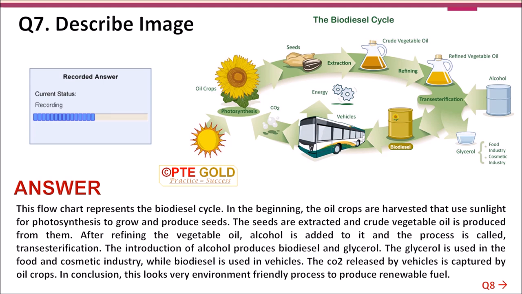The introduction of alcohol produces biodiesel and glycerol. The glycerol is used in the food and cosmetic industry, while biodiesel is used in vehicles. The CO2 released by vehicles is captured again by oil crops. In conclusion, this looks like a very environment-friendly process to produce renewable fuel.